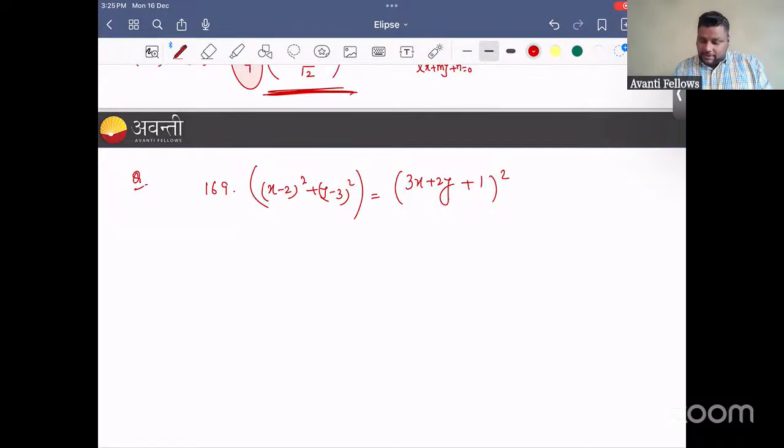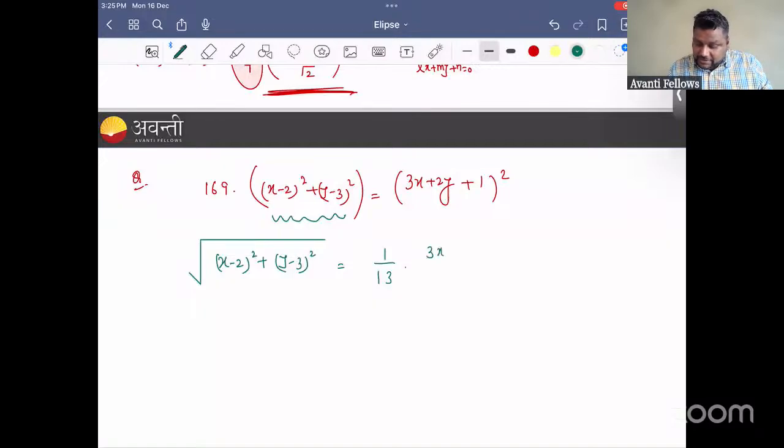Got it? Now see, this is what? This is under root of (x minus 2) square plus (y minus 3) square, the distance of a point P (x, y) from the point (2, 3). It is 169. I took it to the downside, it will be 1 by 13. And this will be 3x plus 2y plus 1 more.